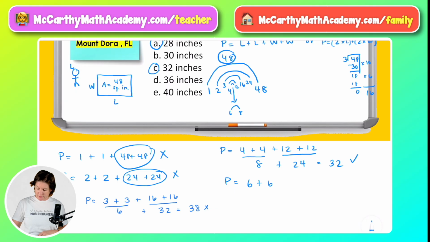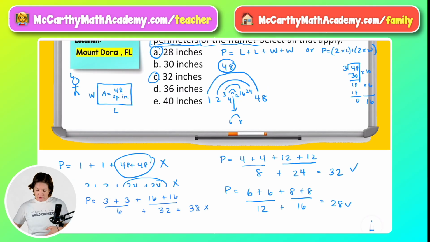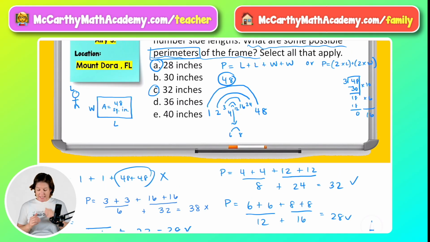So 6 plus 6 plus 8 plus 8. 6 and 6 is 12. 8 plus 8 is 16. 12 plus 16 gives us a total of 28. And I'm seeing the correct answers as A and C.